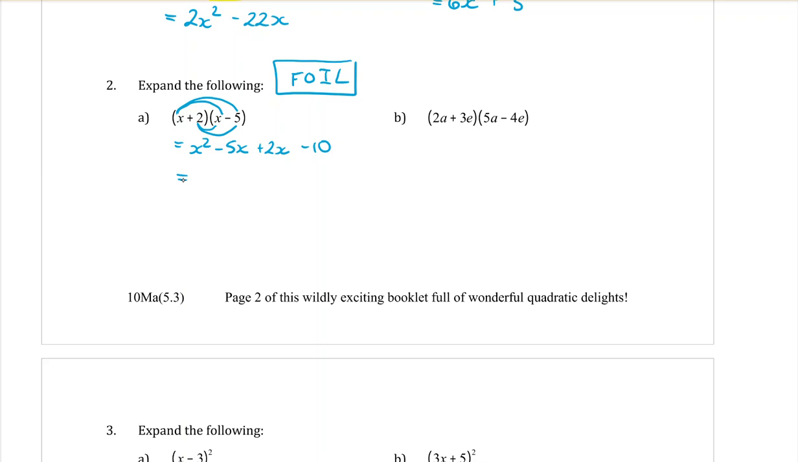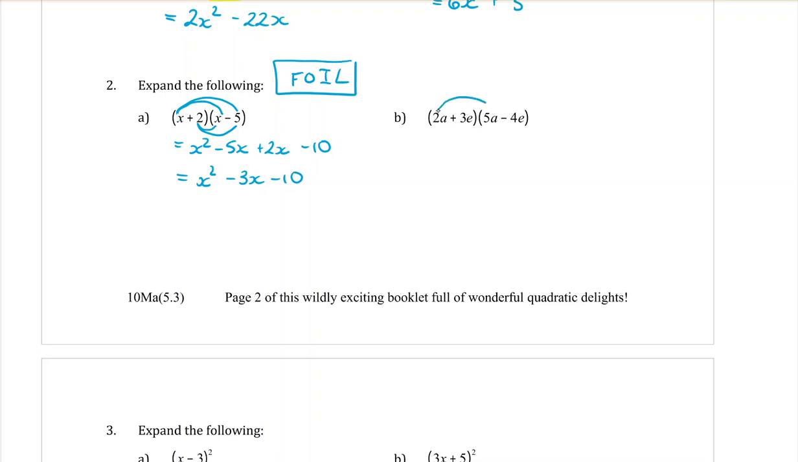Most of the time you'll find that there's some simplifying here that can be done. So my two middle terms are like terms. I want to collect them up. It's best if you try to put them in decreasing powers of x. So you want your x squared first, then x, then constant. So x squared, minus 5x plus 2x makes minus 3x, and then minus 10 last on the end. Is this all very familiar from last year? Hopefully, yes, wonderful. Part B, same deal, we're going to do FOIL again.